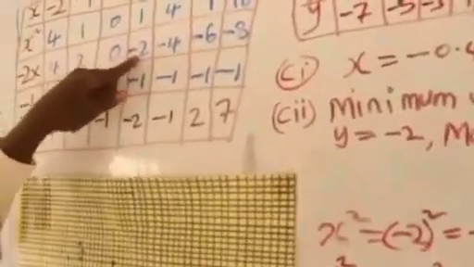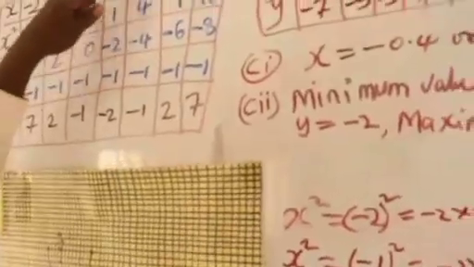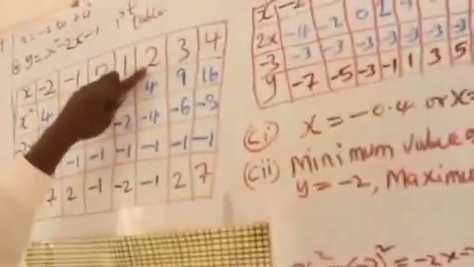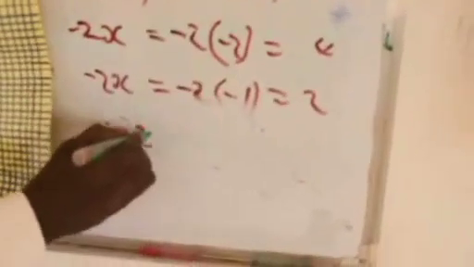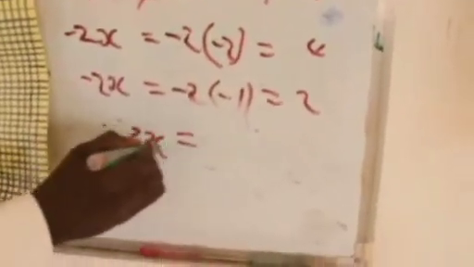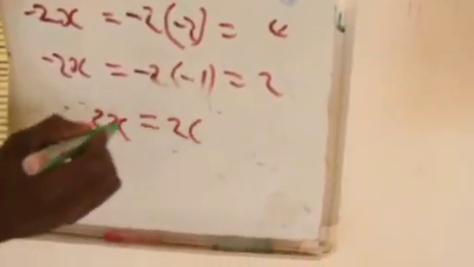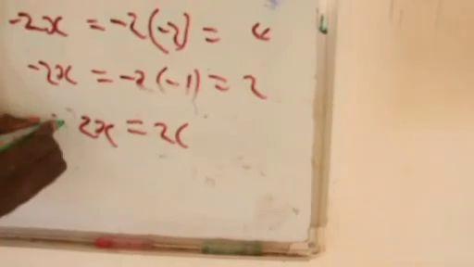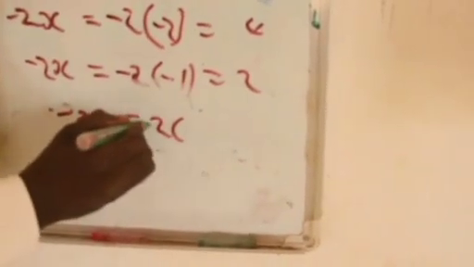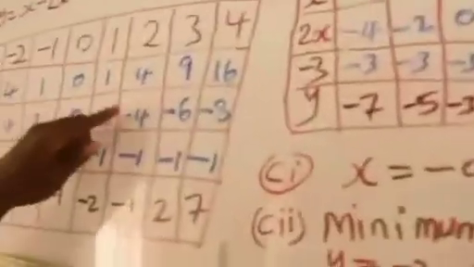So again, let's see how we can get this minus 4. We have 2. Instead of x, we'll be writing the 2 there. Here is minus 2, and we'll write 2 here. When you multiply, it will be minus 4. And that's how we get this minus 4 here.